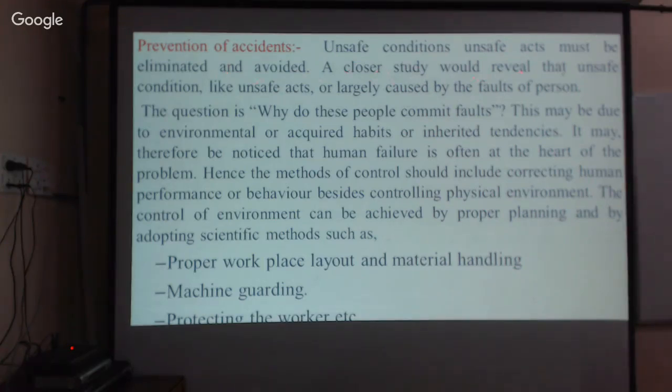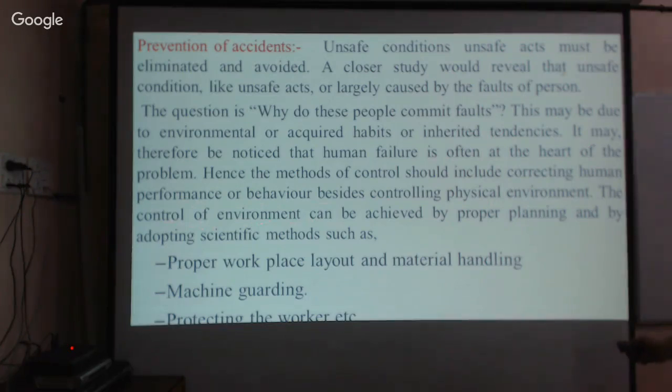A closer study would reveal that unsafe conditions, like unsafe acts, are largely caused by faults of the person, ignorance of the person. Now, if you don't have the knowledge in a particular job, we are not supposed to do that. Therefore, we must employ the right person for the right job. The question is, why do these people commit faults? This may be due to environmental or acquired habits or inherited tendencies. It may therefore be noticed that human failure is often at the heart of the problem. Hence, the methods of control should include correcting human performance or behavior besides controlling the physical environment.